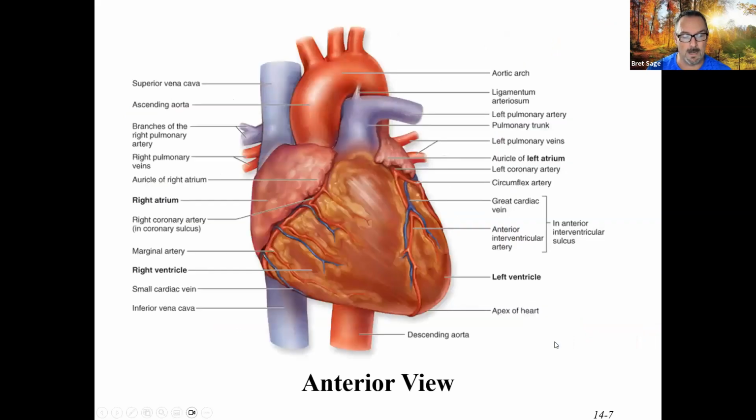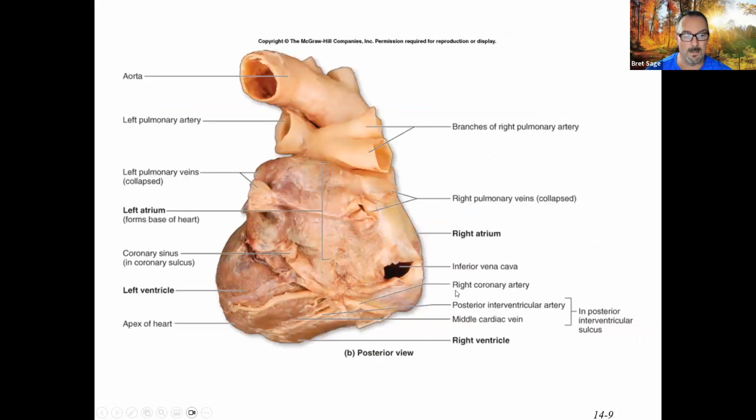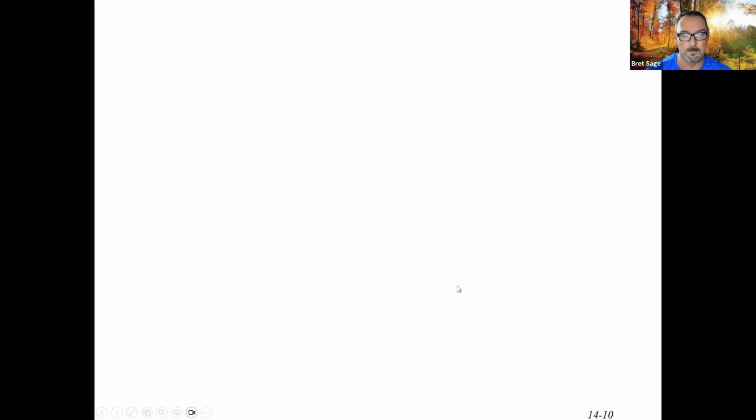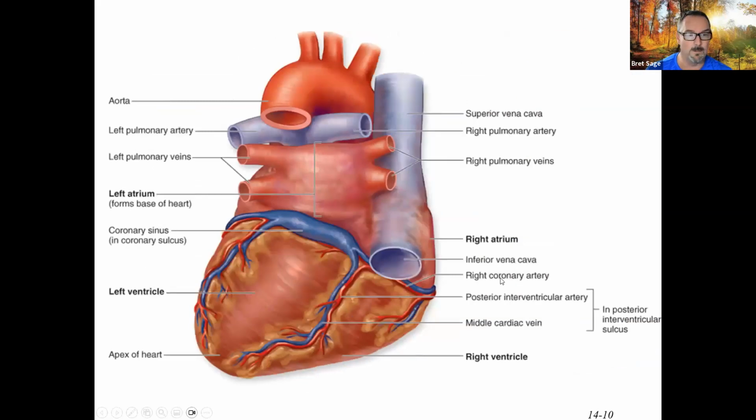Okay, these are some great structures that you should know. This is a good image of the heart, and these are some structures that may come up in visible body. This is what a cadaver heart looks like with some of the same structures, and the posterior view of the heart, showing primarily the base. Okay, this is a diagram of the posterior view showing primarily the base.